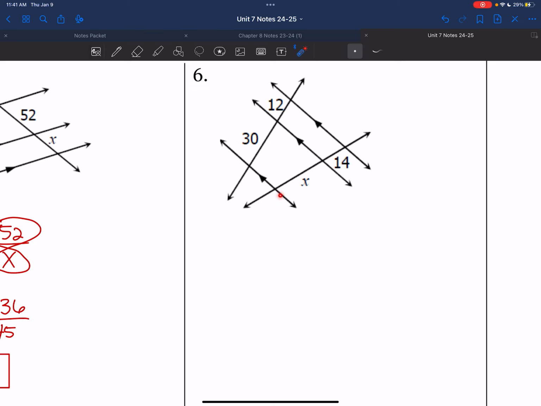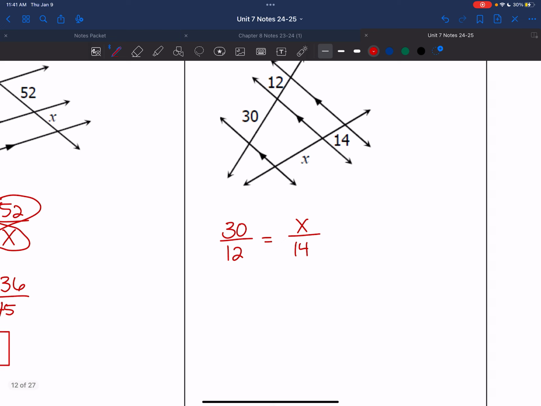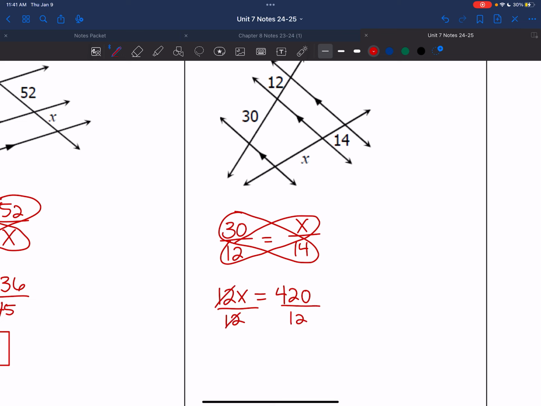All right, another one just like this. We got parallel lines and then 2 transversals, so we can say that 30 over 12 is equal to x over 14. We can cross multiply to get rid of the fractions. We got 12 times x gives us 12x. 30 times 14, that gives us 420. Divide by 12 on each side. And we're going to get x equals 35.